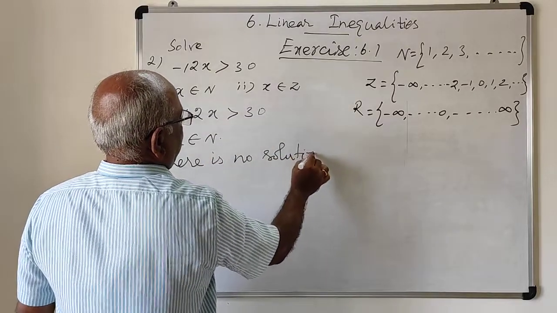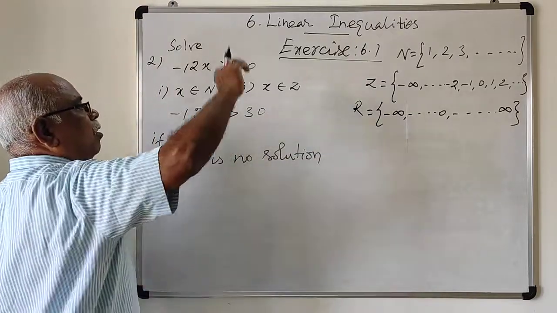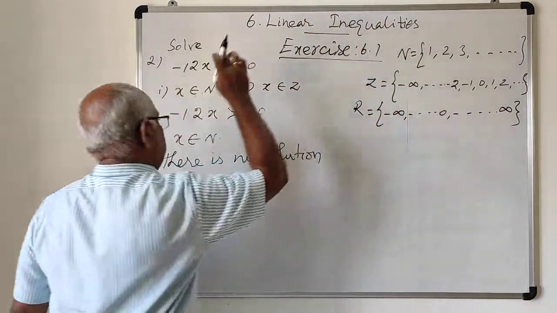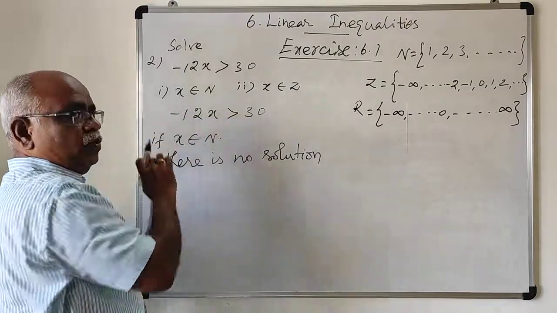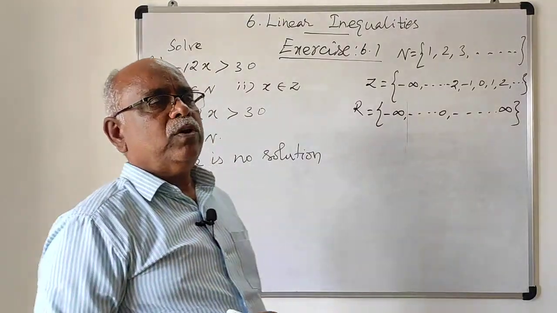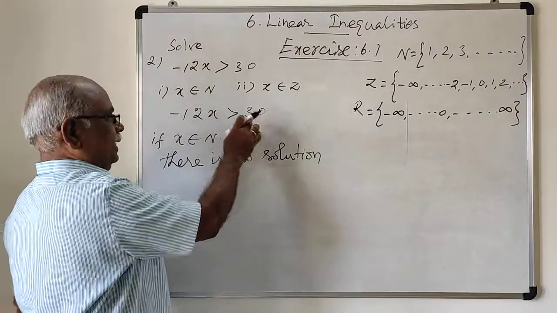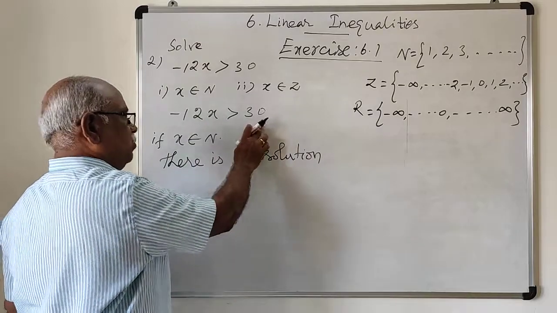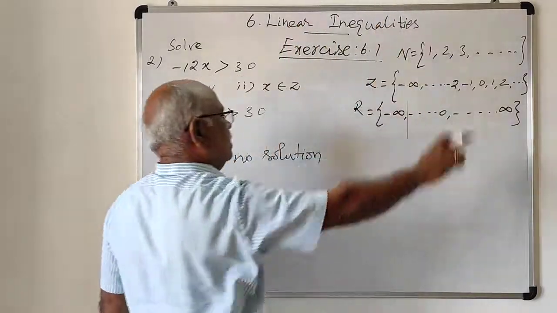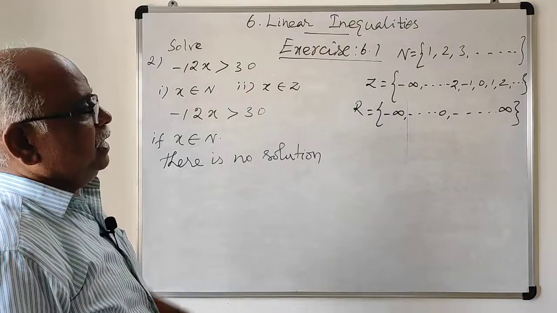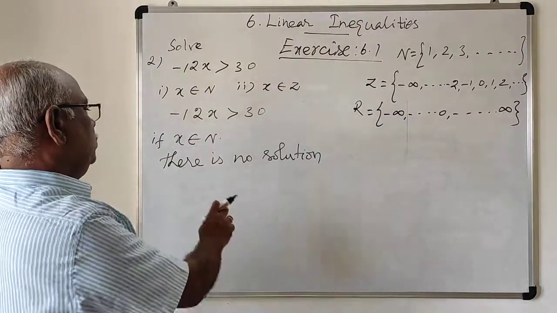There is no solution for the inequality, because if you substitute any natural number for x, it leaves you only a negative number. Negative numbers are all less than 30. Therefore, the inequality fails for all x belonging to the set of natural numbers. Therefore, there is no solution.